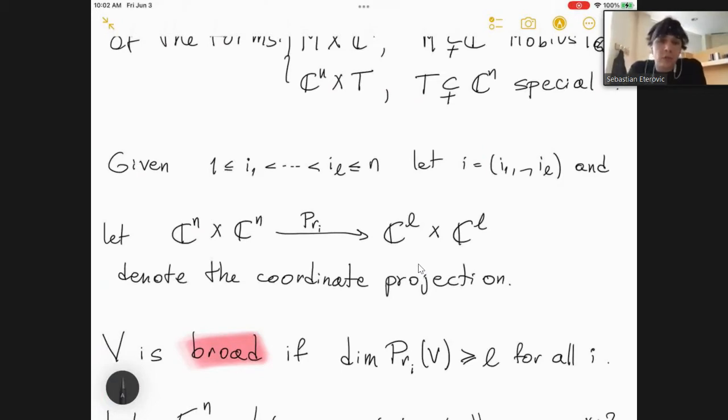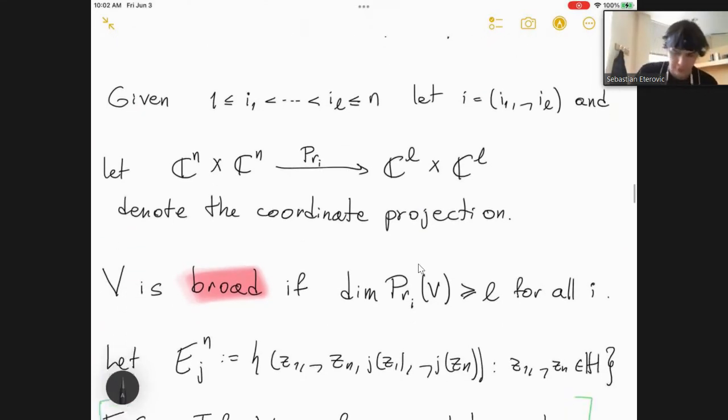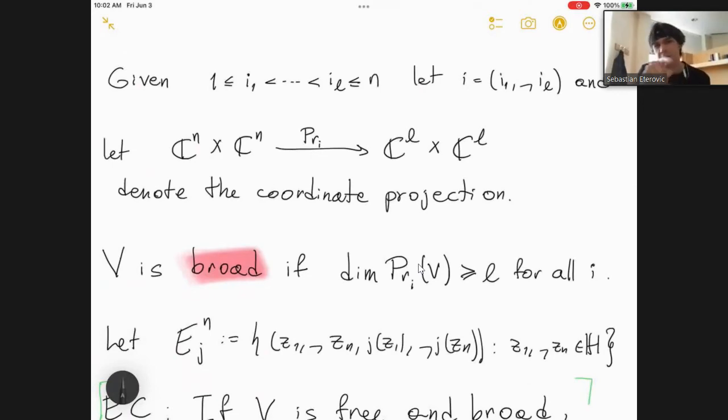Now, a variety is going to be called broad if, under any such projection that I've just described, the dimension of the image is at least half the dimension of the ambient space, is at least L. Okay, so in particular, if you take the tuple I to be all the numbers between 1 and n, that means that the variety itself has dimension at least n. Okay, so that's what we call a broad variety. So now I can, well, this is another piece of notation. This is E_j^n. This is the graph of the J function in n variables.